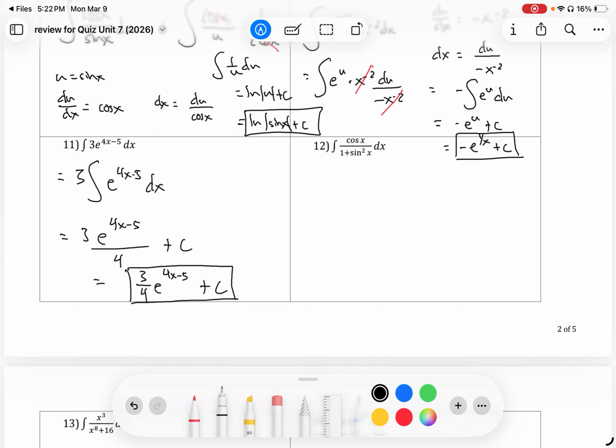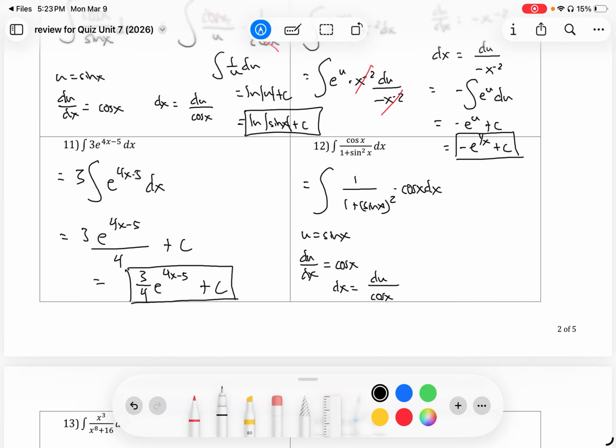So I think maybe instead I'm going to write this as antiderivative of 1 over 1 plus sine x all squared times cosine x dx. I could keep the cosine x in the numerator, of course, but I just want you to see that it's really 1 over 1 plus something squared. So I think this is going to end up being an arctangent problem. Let's let u be sine x. Then du dx is going to be cosine x. So dx will be du divided by cosine x.